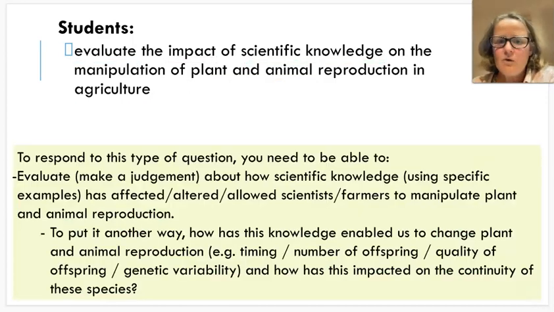So really, we're going to make a judgment about how using specific examples of scientific knowledge has actually altered scientists' or farmers' ability to manipulate reproduction. In other words, how has it enabled us to change plant and animal reproduction's timing or number of offspring or quality or genetic variability, and does this impact continuity of species? So let's have a look.